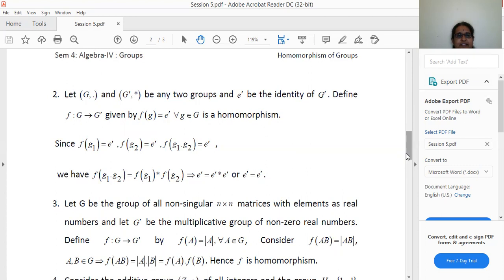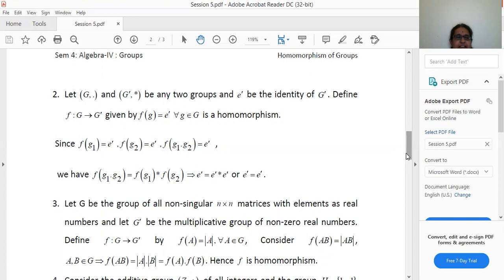f(g) = e' implies f(g1) is also e', f(g2) is also e'. On the domain, the binary operation is dot. So consider f(g1 dot g2). f(g1 dot g2) is again e'. Now on the codomain, star is the binary operation. So f(g1 dot g2) will be equal to e', and that is equal to e' star e'.